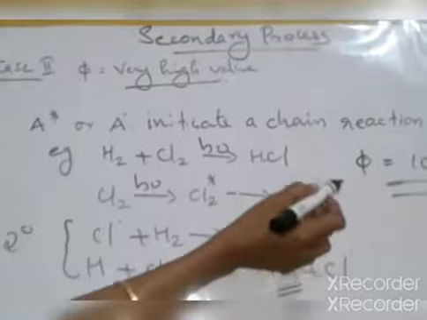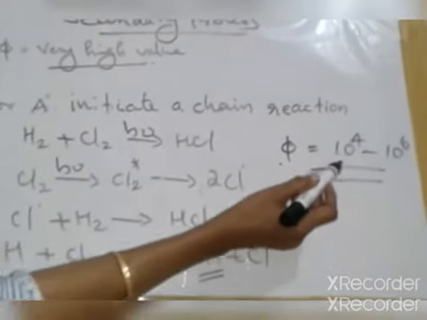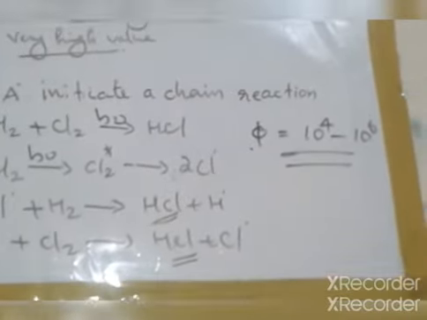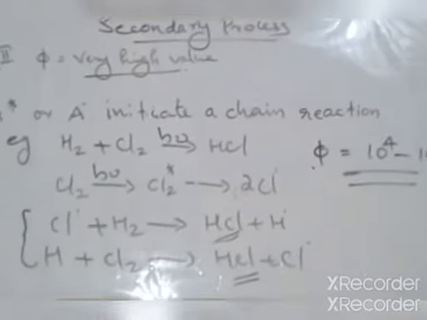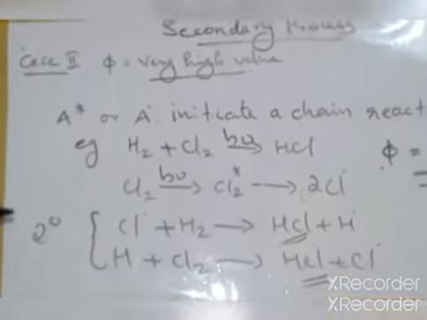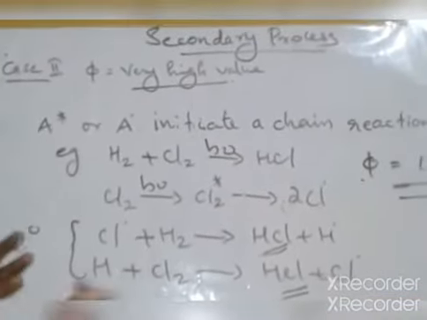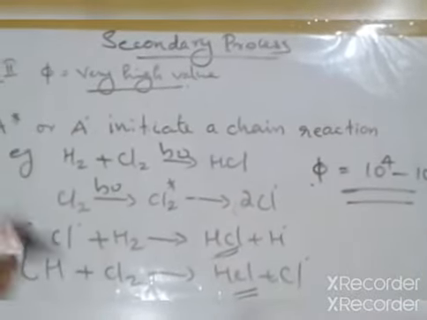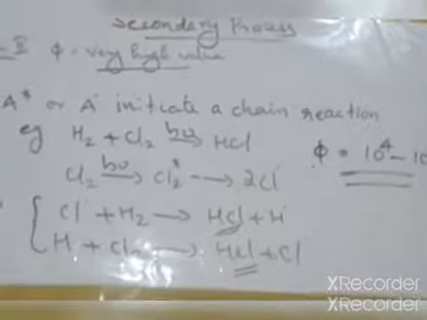Then phi, or the quantum yield, is in the range of 10 raised to 4 to 10 raised to 6. That is, the number of products formed is very much greater than the number of quanta of radiation absorbed. So the phi value is very much greater than 1, that is, in the order of 10 raised to 4 to 10 raised to 6.